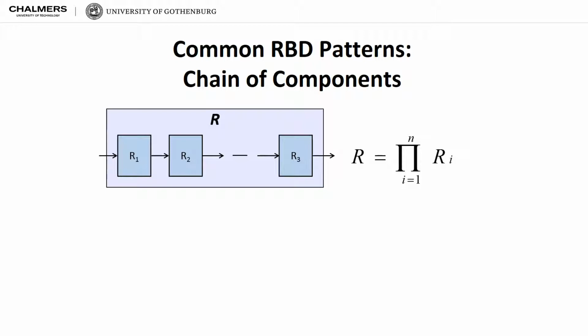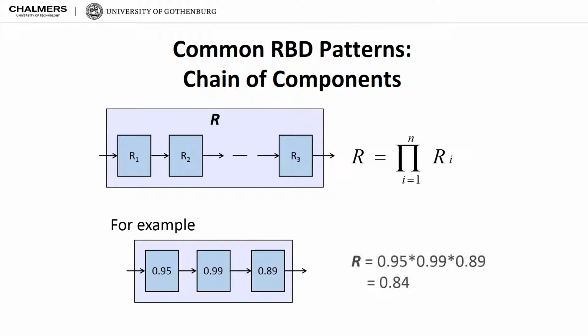Next, we look at some common patterns in reliability block diagrams. The first pattern we look at is that of a chain of components. It is composed out of blocks that are put in sequence. It means that a computation must pass through all the blocks. The overall reliability of such a pipeline or chain can be calculated as the probability of all components executing successfully, hence the product of the individual reliabilities. You can look at the example.